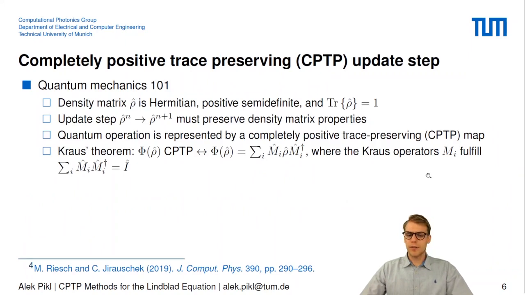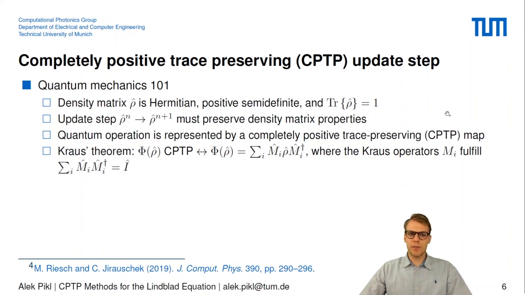It turns out, because we're simulating physical systems, we also have to uphold all the physical properties of our simulated matrices. In our case, the density matrix ρ is Hermitian, it's positive semi-definite, and its trace equals 1. So every update step must preserve those properties of the density matrix. Otherwise we're violating laws of nature. We know that quantum operations are represented by completely positive trace-preserving, or CPTP in short, maps.